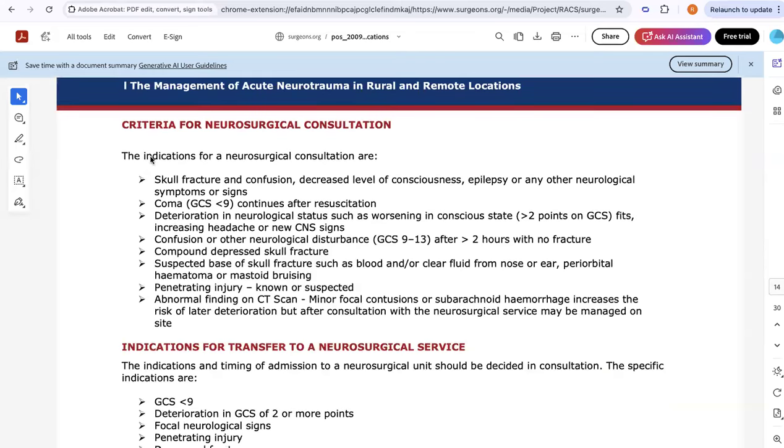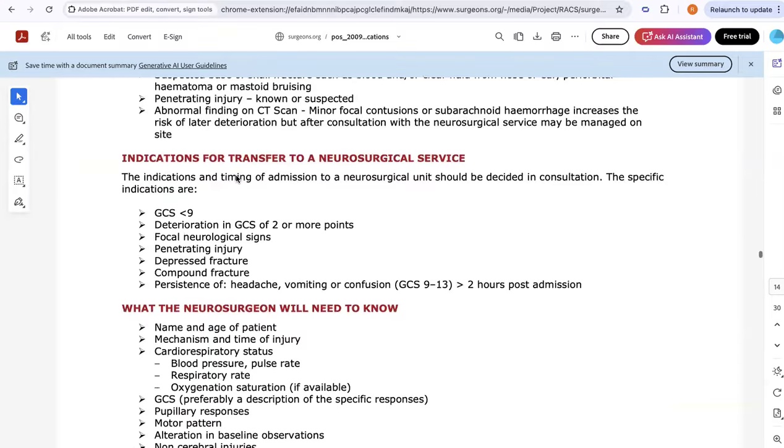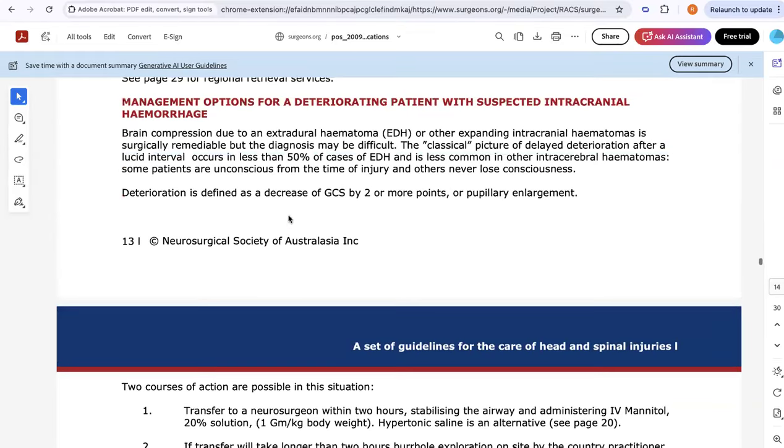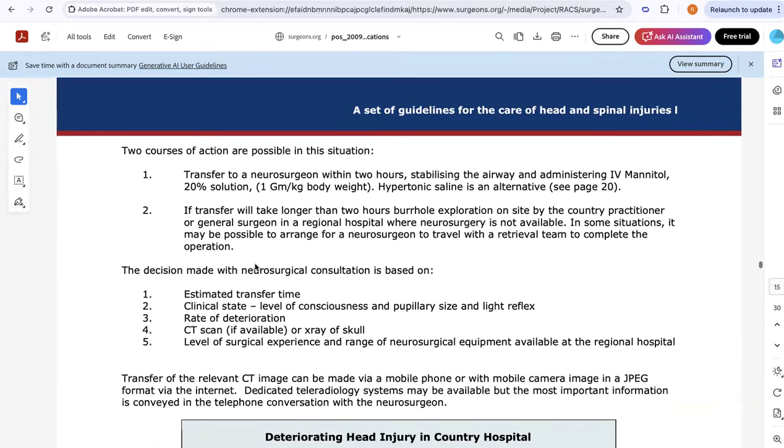They have written what are the indications of a neurosurgical consultation. You can read that. What are the indications of transferring a patient to a neurosurgical service? You can read it. Now, management options for a deteriorating patient with suspected intracranial hemorrhage. That is the one that we are discussing here.